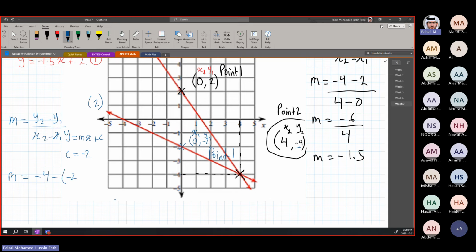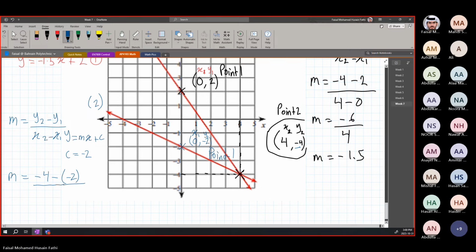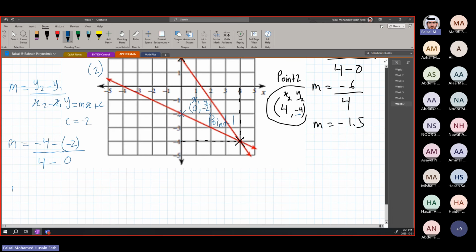minus minus 2, y1, all over x2 which is 4 minus x1 which is 0. So m is equal to minus 4 minus and minus, minus 4 minus and minus becomes plus 2 over 4, which is equal to minus 4 plus 2 is just minus 2 over 4, equal to minus 0.5 or minus half.